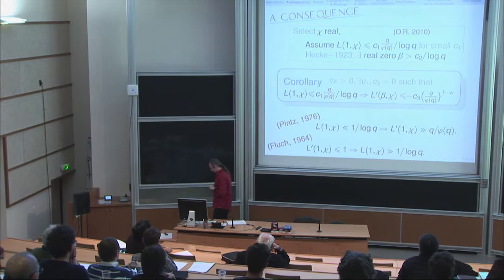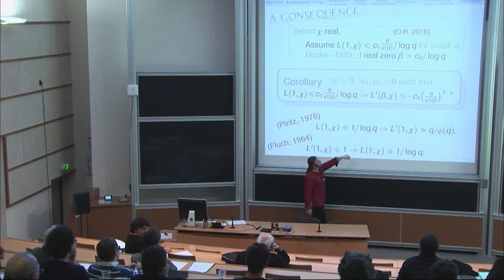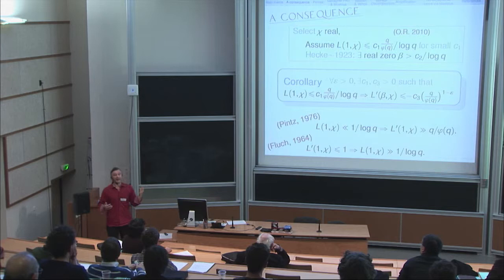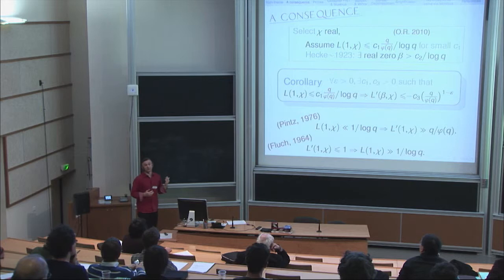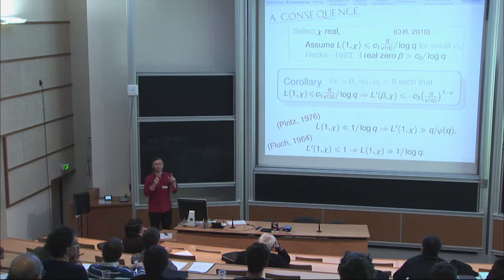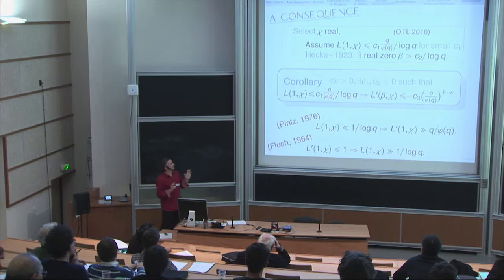There's a result of Pintz in 1976 that tells you that if L(1, χ) is small, so if you have a Siegel zero, then the derivative in one is fairly large. So if you know that the derivative in one is fairly large, and if you know that beta is close to one, and if you can control the second derivative, you know that the derivative in beta is also large. But since the second derivative is of size log cube q, you could lose a little part. I mean, you're sure that if beta is closer than 1 minus 1 upon log cube q, then L prime of beta is going to be large, but not if it's farther away.